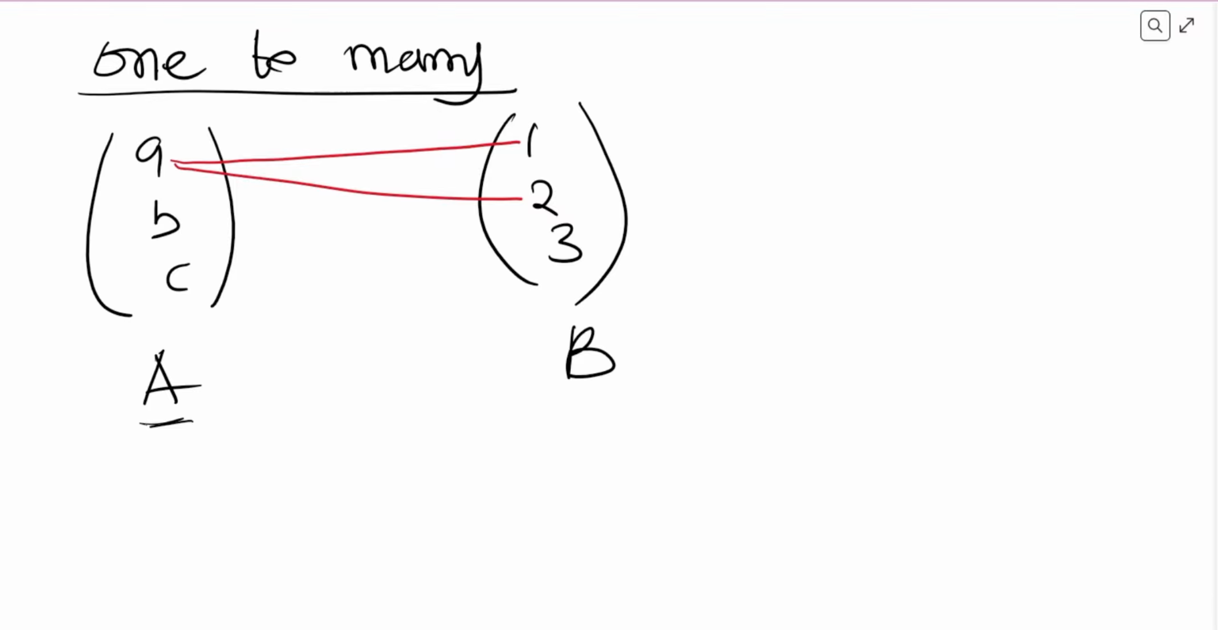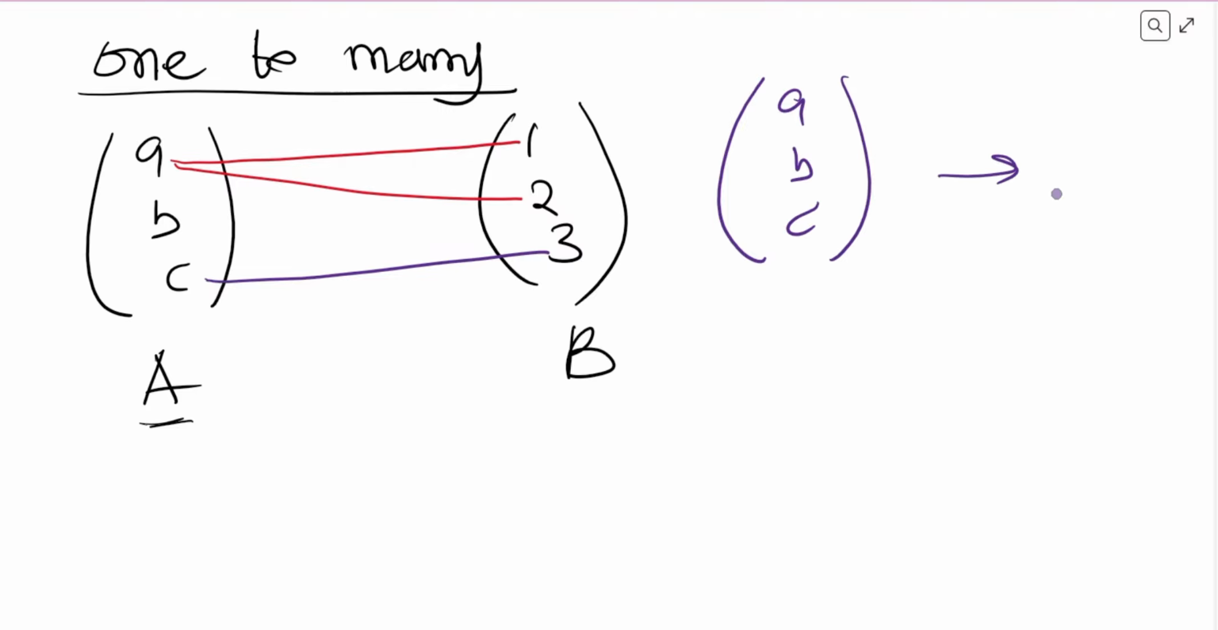B and C don't necessarily need to map to something. However, let's just add it. So we could add C to 3, and that's enough. That's fine. Another example, A, B, C to 1, 2, 3.